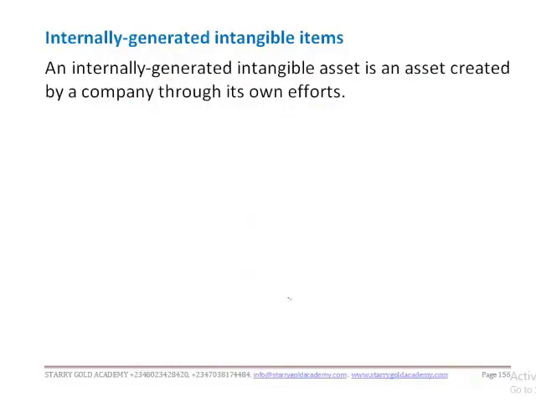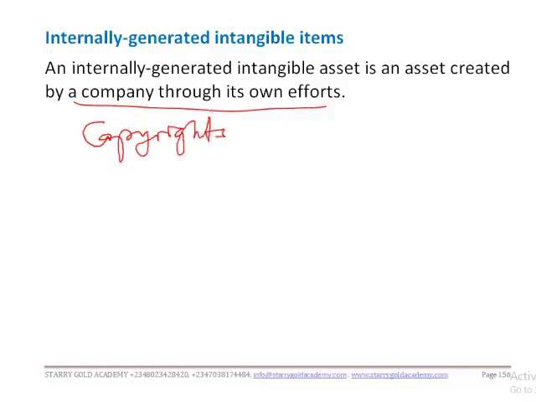Now let's take it one after the other. Let's take the internally generated intangible assets. An internally generated intangible asset is an asset created by a company through its own efforts. It differs from an acquired asset that has been purchased from an external seller. For example, a publishing company may build up legal copyrights by publishing books.